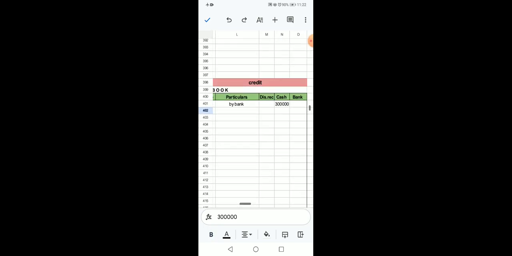Since this entry had two elements, bank and cash, what you have done is you have debited bank with 3 lakh rupees and you have credited cash with 3 lakh rupees. The entry has been completed. Mark it as done.